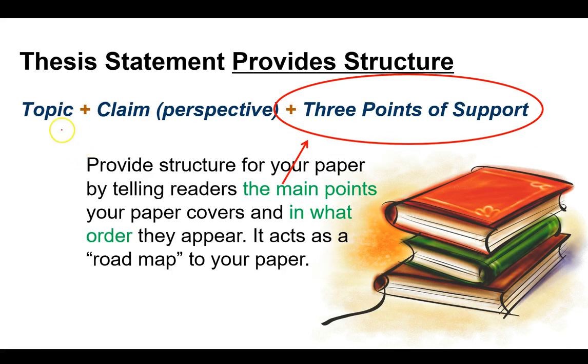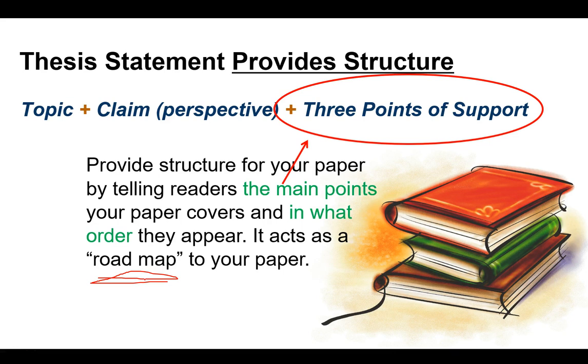So then what I want to do is take my topic, and then take my claim, which is my perspective, and then take my 3 points of support. These things are going to provide structure for my paper by telling the reader the main points that you're going to cover and in what order they appear. And it acts as a roadmap to your paper. So it's a roadmap in that it guides you in writing your paper, but it's also a roadmap for the reader in helping them read and understand your paper.